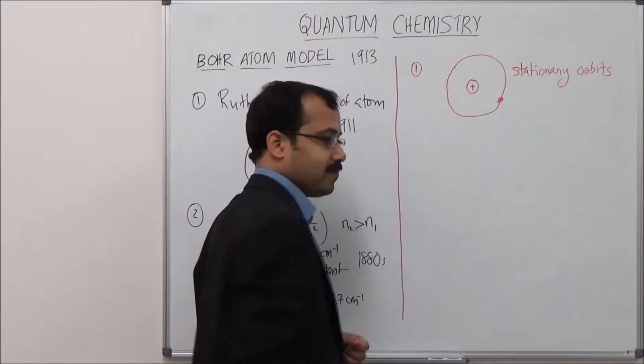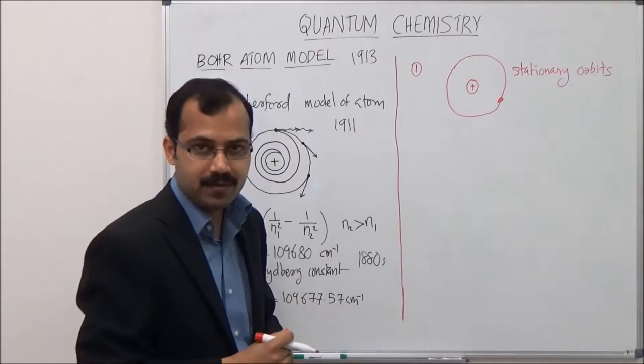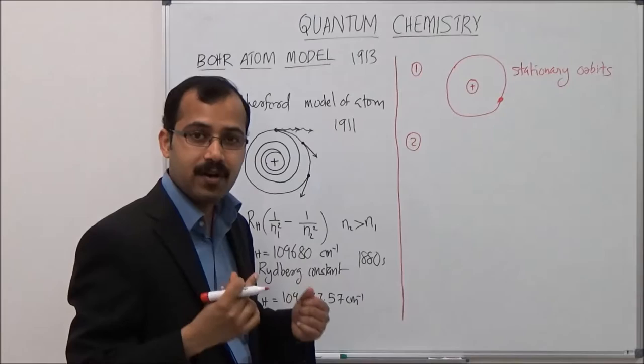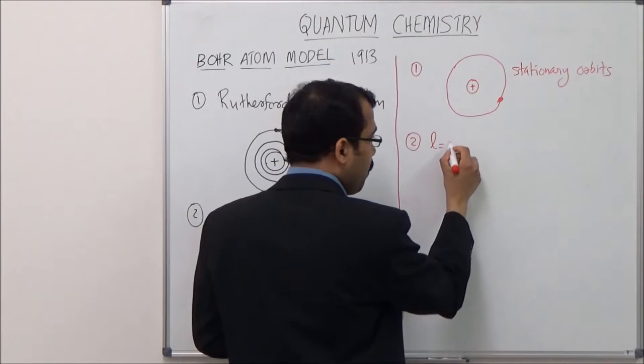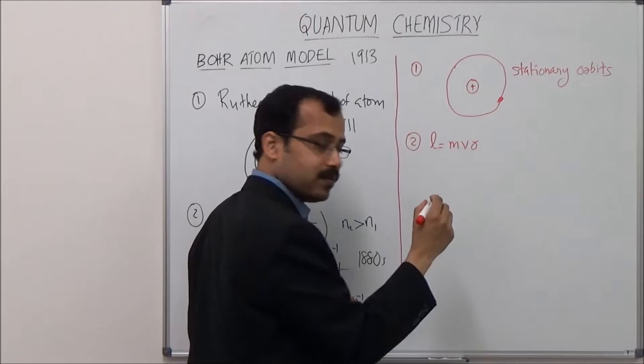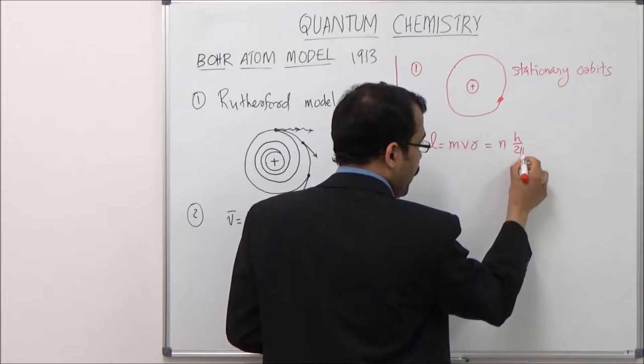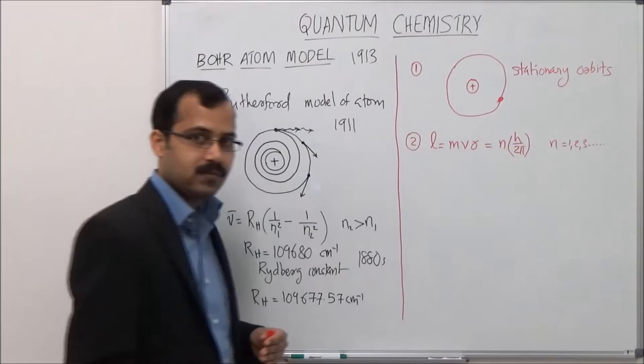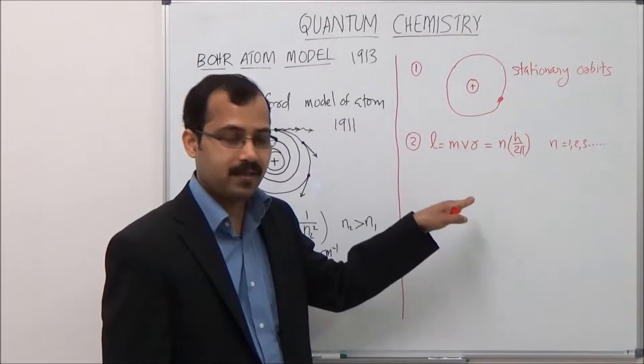And then Bohr defined the stationary orbits. The stationary orbits are those in which the angular momentum of the electron is an integral multiple of h divided by 2 pi. Angular momentum, L, which is equal to mass times velocity times radius of the orbit, is equal to n h divided by 2 pi, an integral multiple of h divided by 2 pi, where n is equal to 1, 2, 3, etc. So these are the stationary orbits where the angular momentum is quantized as nh by 2 pi.